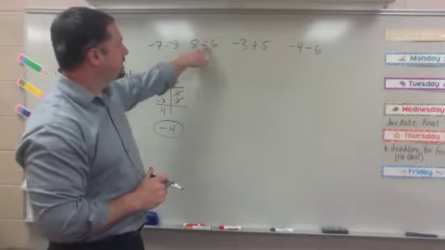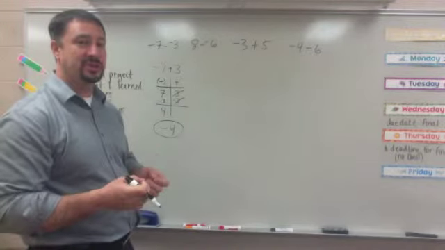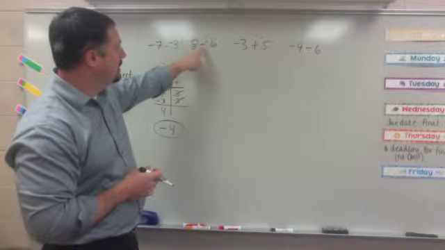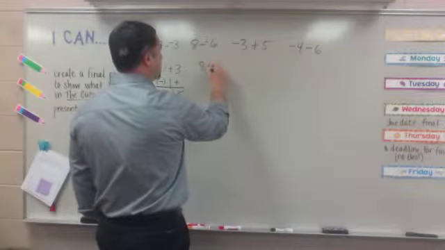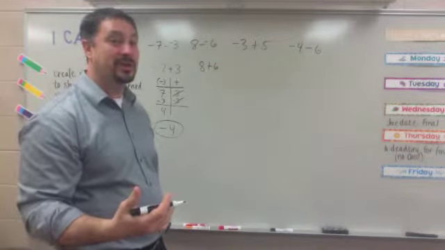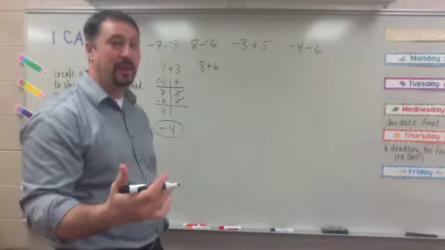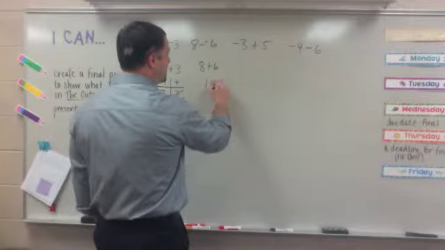8 minus a -6. Again, I've got a minus a negative. And to change this to an addition problem, keep the first number the same, change, change. So 8 plus 6. Now this problem, if you have to do the T-chart, may not be the best thing in the world to do. We should be able to just take 8 plus 6 and get 14.